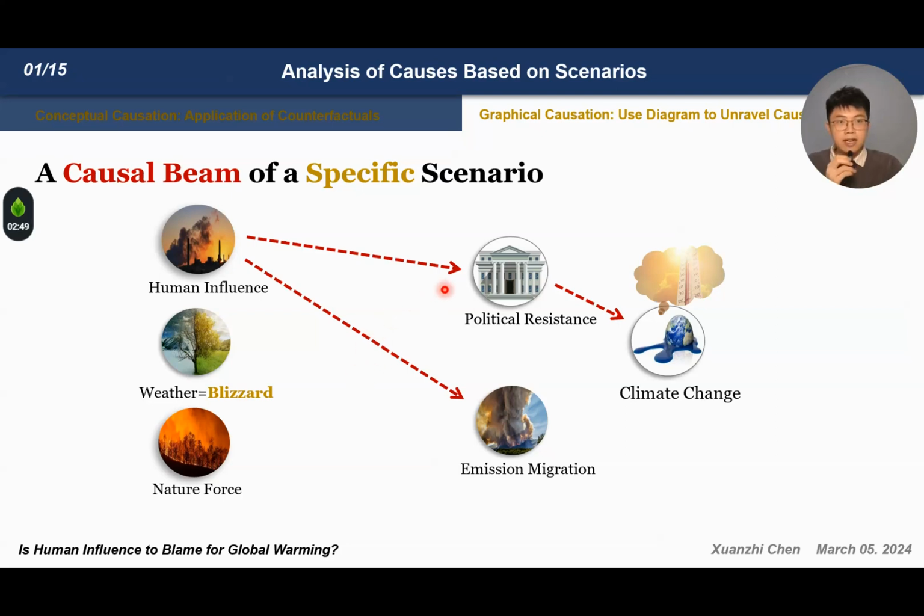You see here, no matter what happened, no matter what condition we set, there is nothing that can influence the human activities. So the human's influence always exists. We are the only ones who can control what we do in the world, right? So the remaining edges in a causal beam imply that human influence is the actual cause of the climate change.